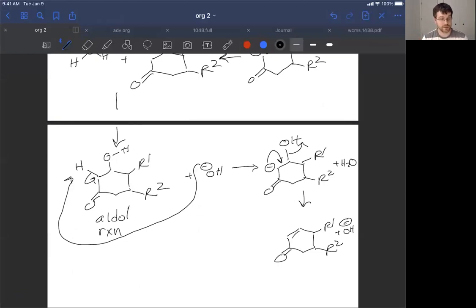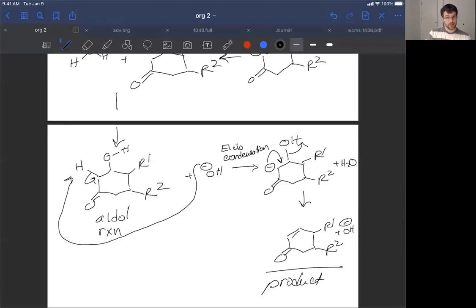Well, we generated the H2O previously, but anyway, this is our E1CB condensation, where under basic conditions, we form a negative charge that's stabilized, so it's going to hang around for a little bit before pushing off the OH minus and completing the formation of our double bond, and there we have product.